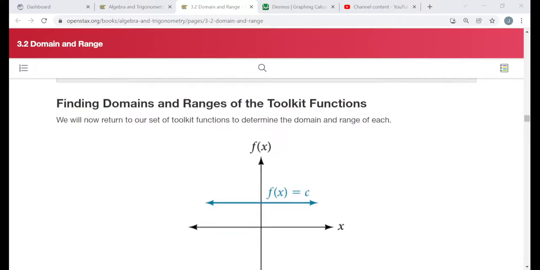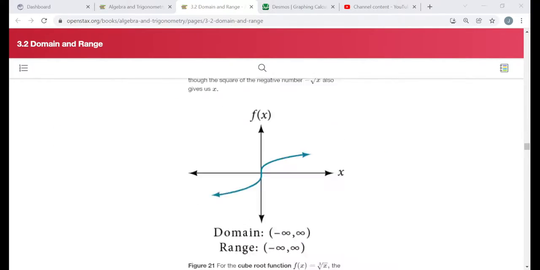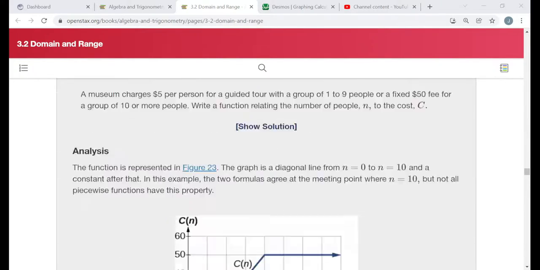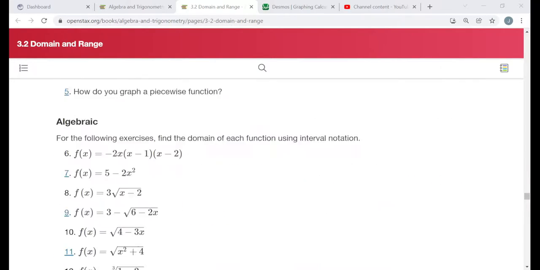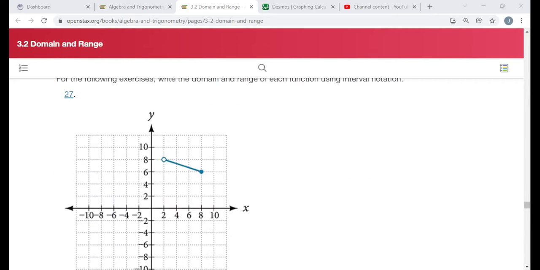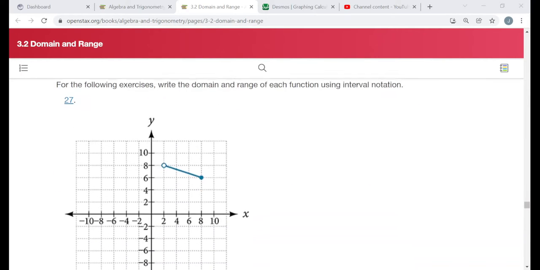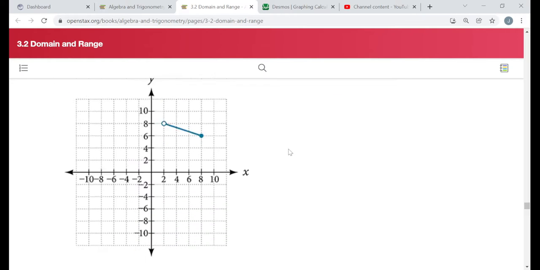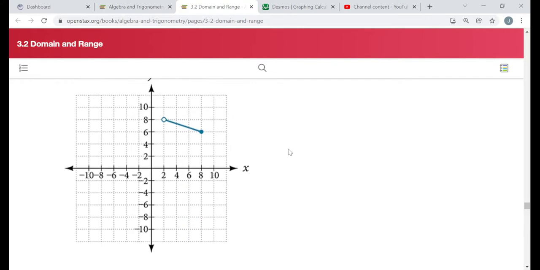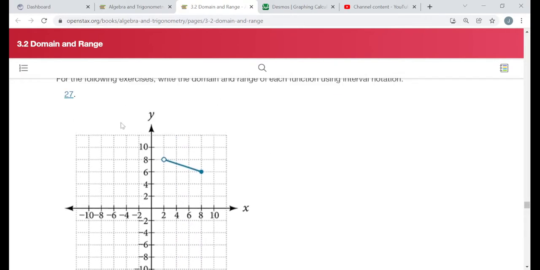So you keep scrolling down, go through the section, all the reading, down to the exercises, here we are, section exercises. And 28 asks us to do this, it says in the graphical part, write the domain and range of each function using interval notation. Okay. So I'll leave 27, the odd ones to you. You can actually see the solutions to the odd ones if you click on the links, but I'll leave those to you. All right, so 28.